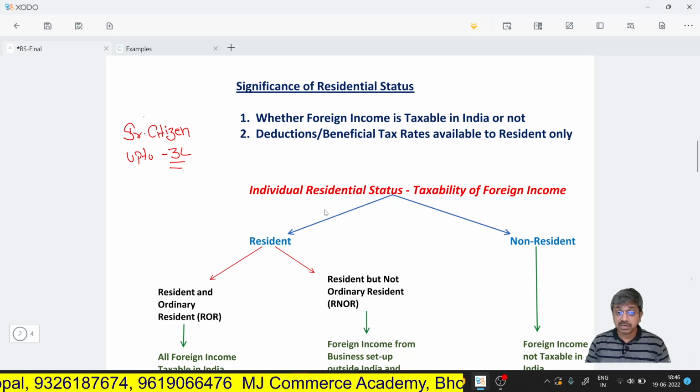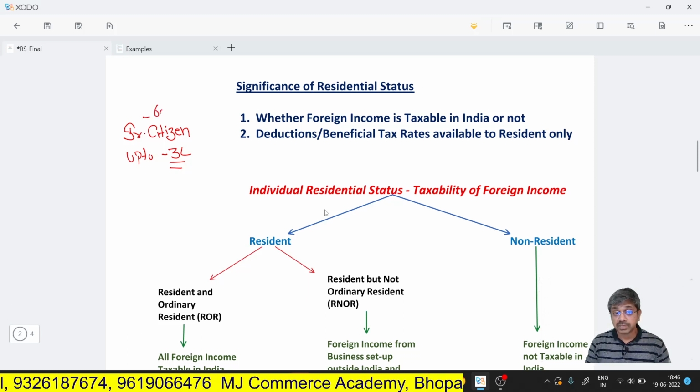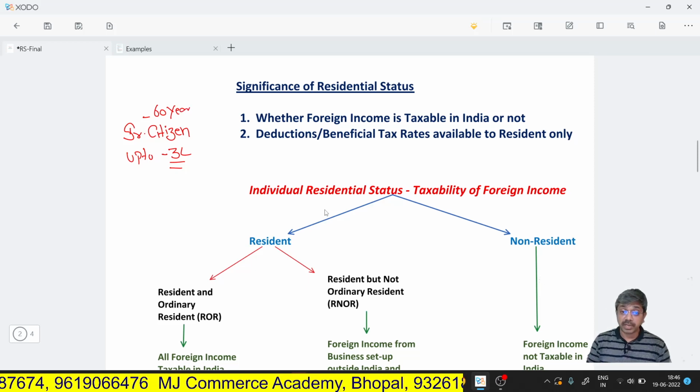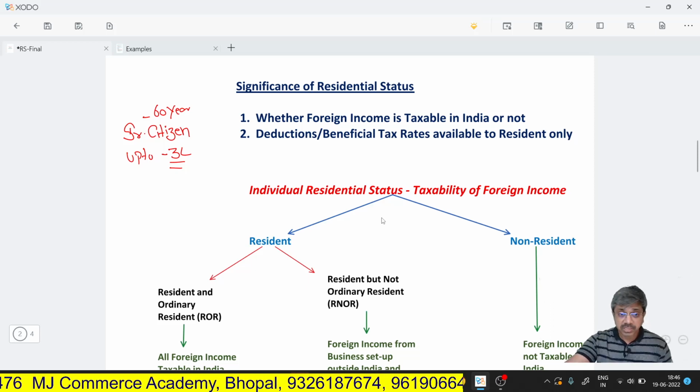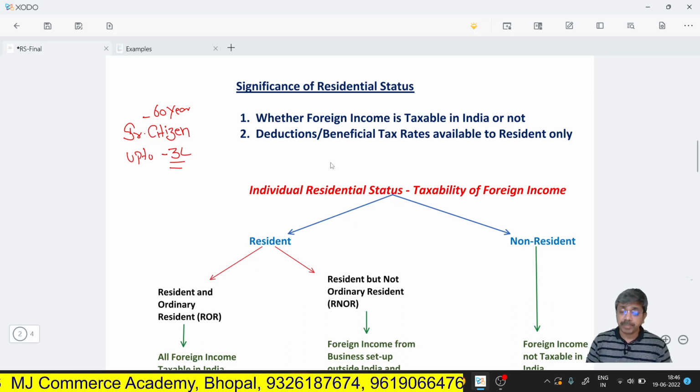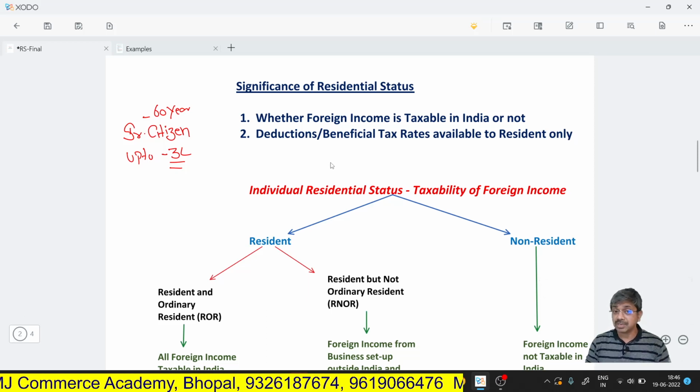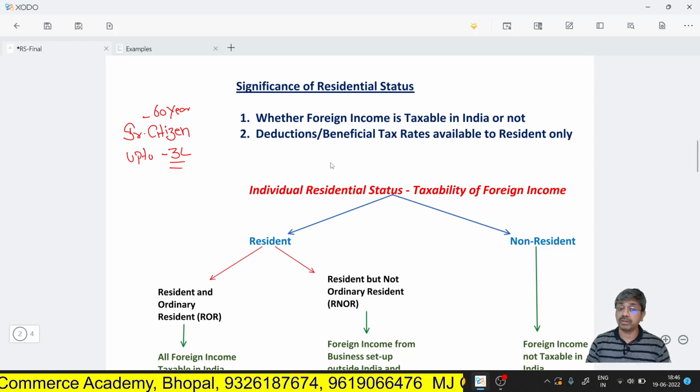Now, a senior citizen is one who has achieved the age of 60 years or more in a previous year, and he should also be a resident of India. If an individual is not a resident, then despite having an age of 60 years or more, he will not be deemed a senior citizen. He will not be entitled to the benefit of 3 lakh rupees. This is a small benefit, but the main point for consideration is whether the foreign income of an individual is taxable in India or not.